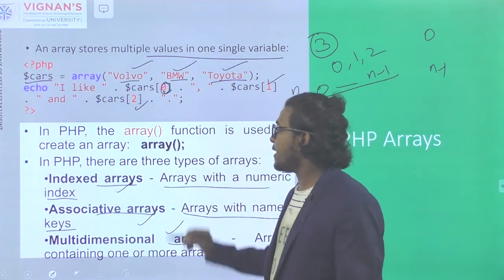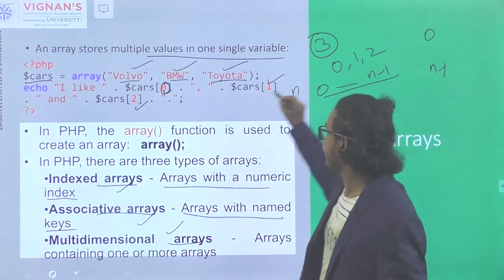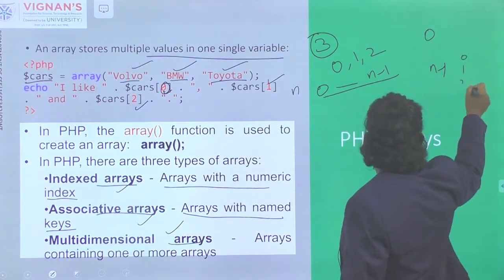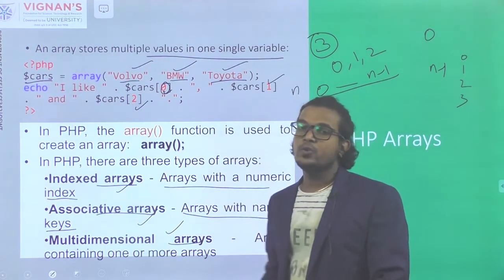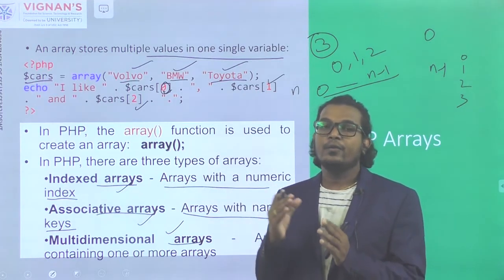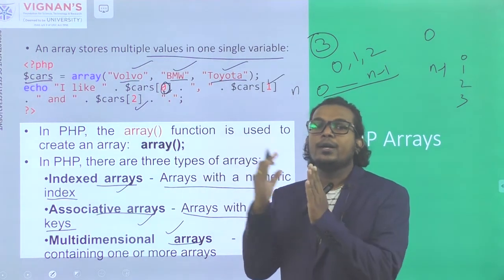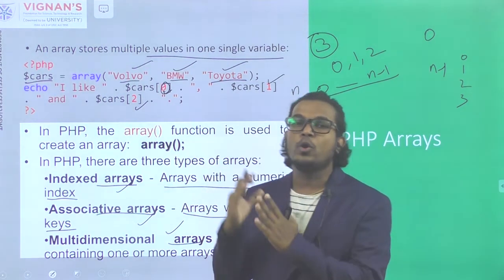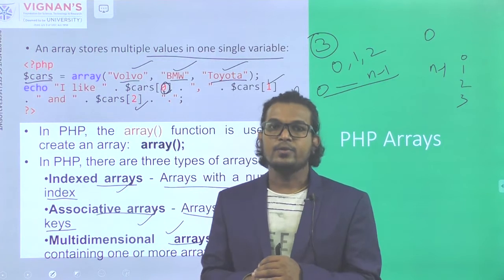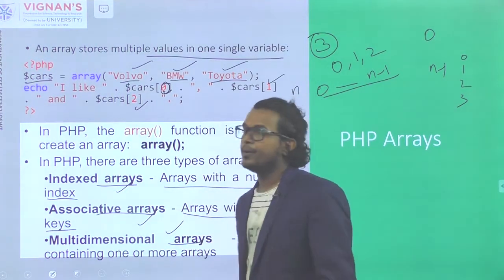Clear? In this associative array, we do not have indexes 0, 1, 2, 3. We are storing the value and the corresponding key in that array. That is called the associative array.